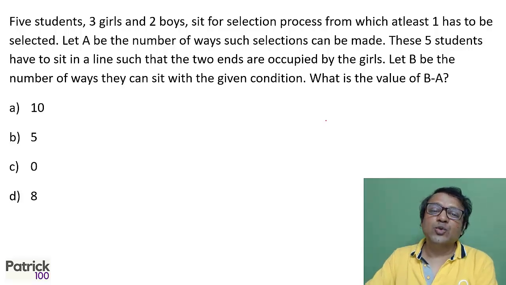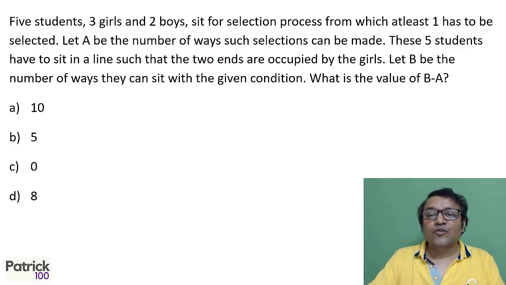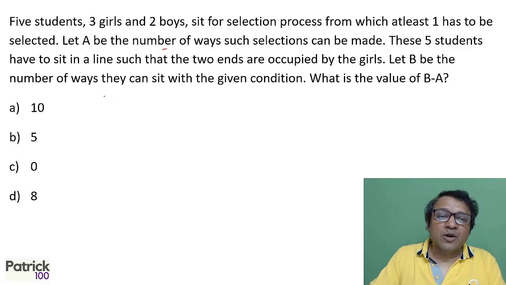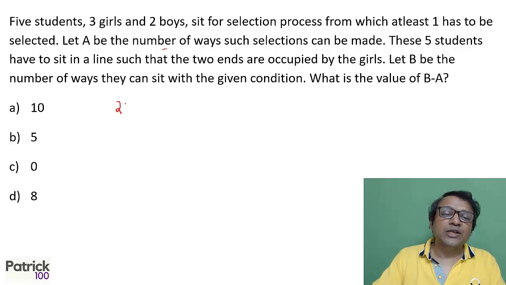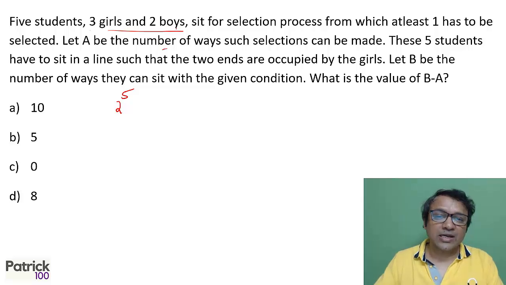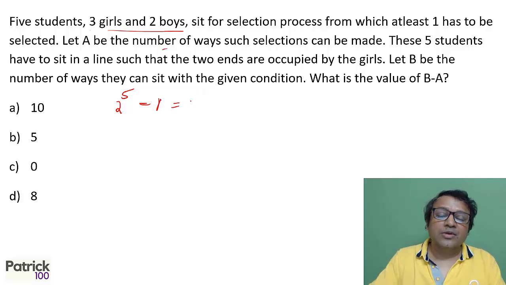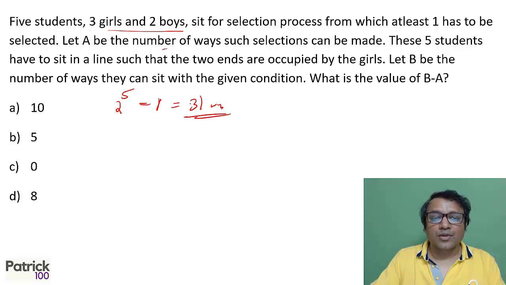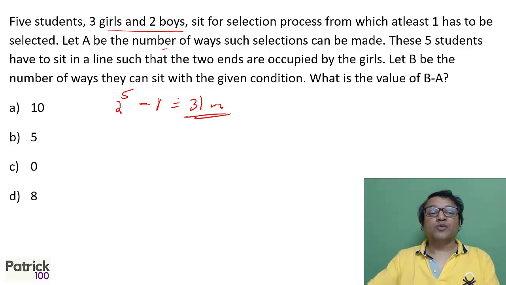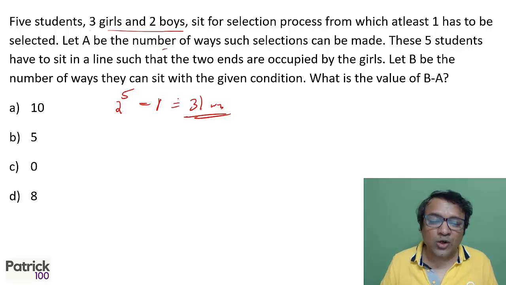5 students, 3 girls and 2 boys, sit for a selection process, from which at least one has to be selected. Number of ways of selection? So at least one. Each person can be either selected or not selected, so 2 ways for each person. There are 5 such people, so 2 raised to 5. Minus 1, because we have to select at least one, so minus 1 where all are not selected. That gives 31 ways.